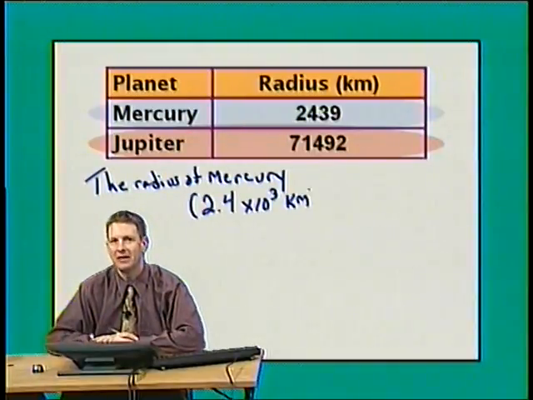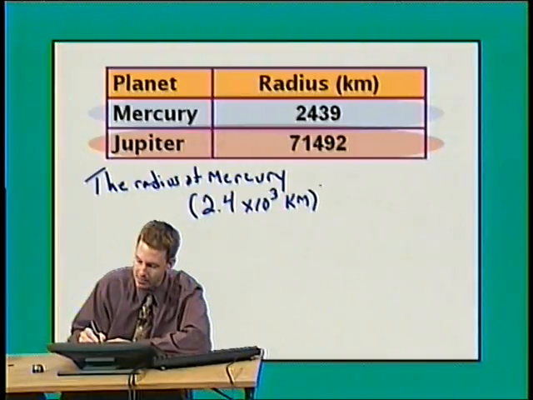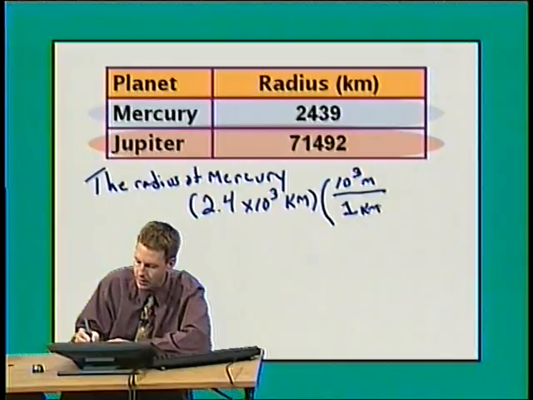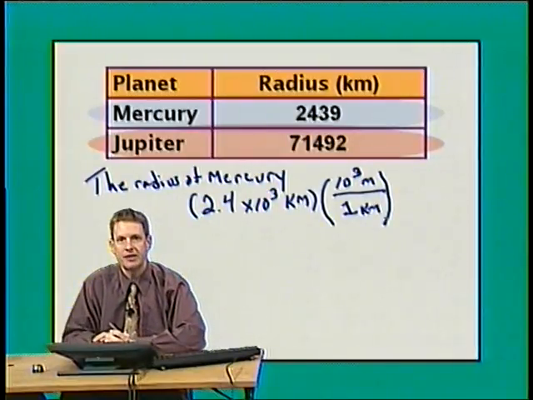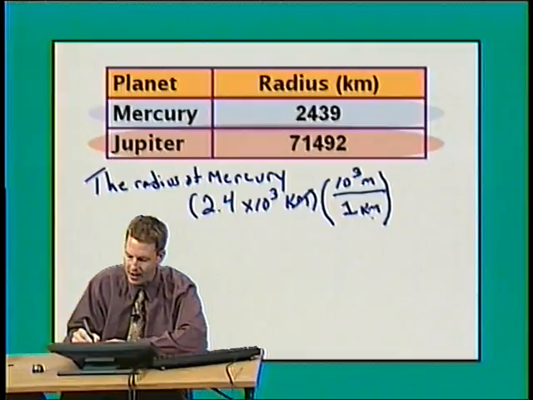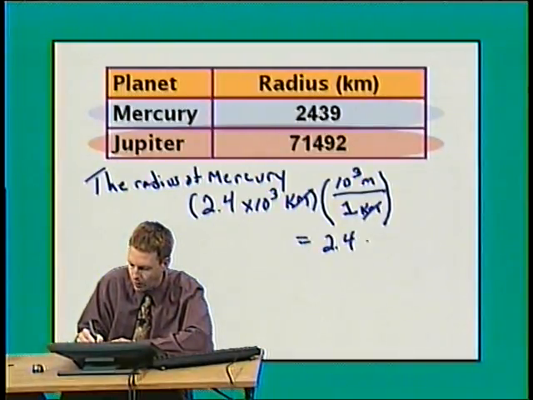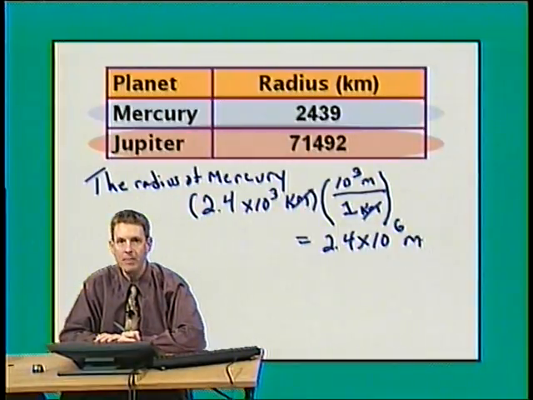Now, you might know that there's 1,000 meters in a kilometer. If you didn't already know that, you know it now, because I just told you. 1,000, written in scientific notation, is 10 to the 3rd power. So let's go ahead and multiply by the conversion fraction 10 to the 3rd meters in 1 kilometer. Notice now that our units of kilometers are going to divide to 1, and I'm just going to be left with 2.4 times 10 to the 6th with a unit of meters.